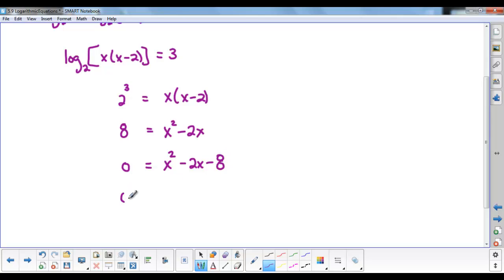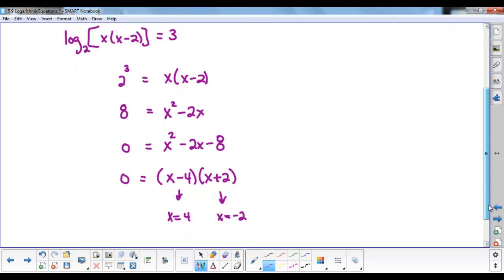Here we can factor. So two numbers that multiply to negative 8 and add to negative 2 must be x minus 4 times x plus 2. And then again from here, we can say that either x equals positive 4 or x equals negative 2.